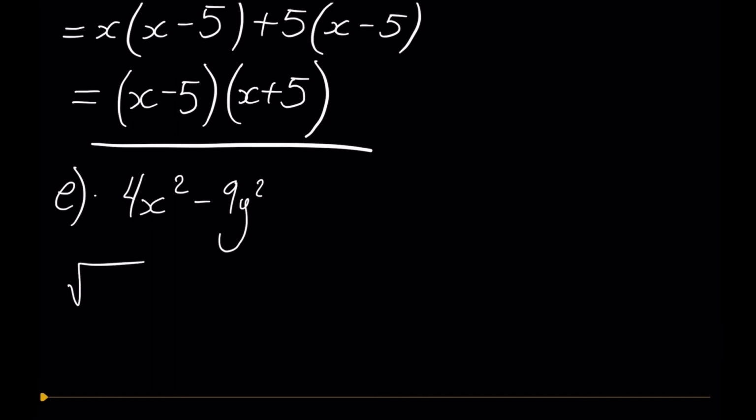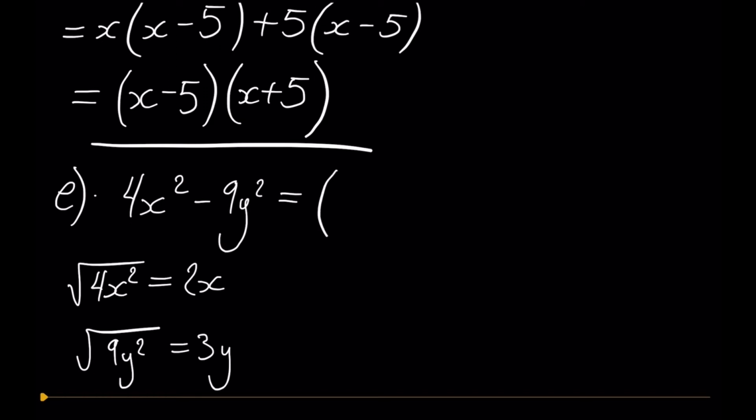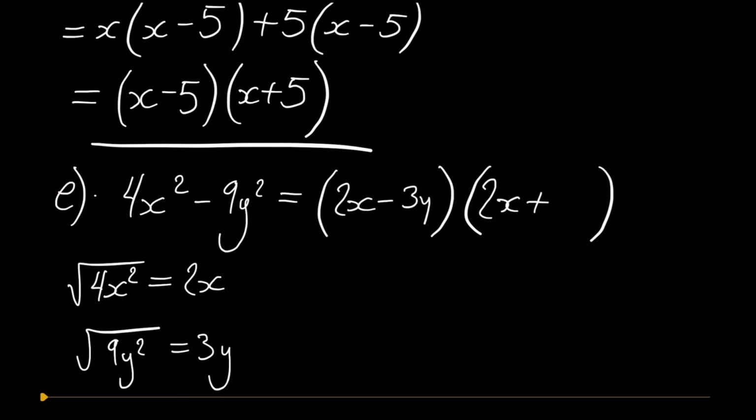So what's the square root of 4x squared? Square root of 4x squared is simply 2x, and the square root of 9y squared is simply 3y. Like I said before, we open up two sets of brackets, place the square root of the x squared term, and then for the 9y squared, you can just put a negative and positive sign here, and then just put in 3y and 3y.